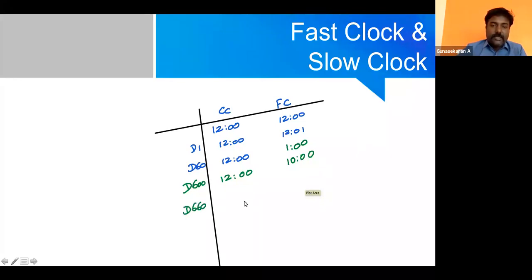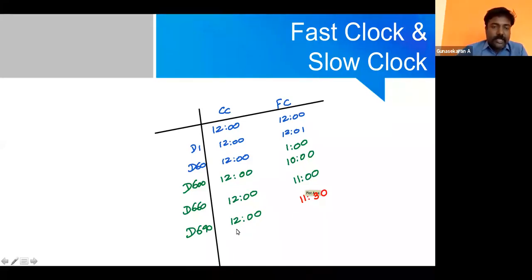On day 660, it will show 11. On day 690, it will show what time? On day 690, it will show what time? 690, not 720, 30 minutes.